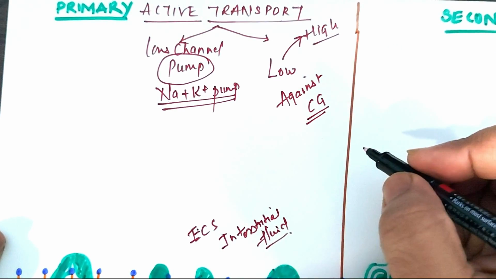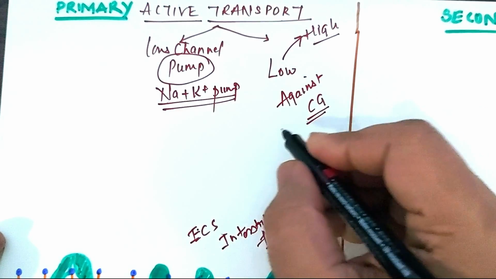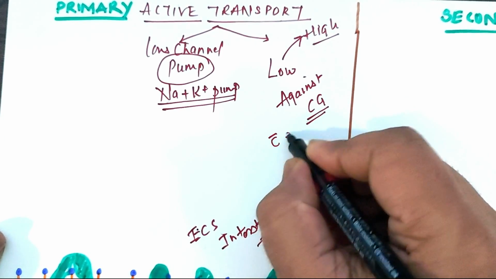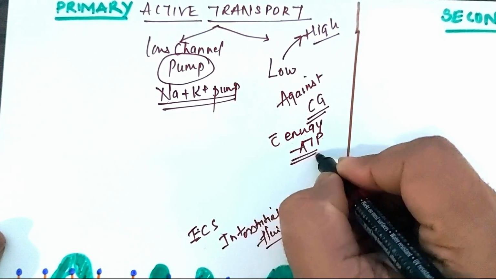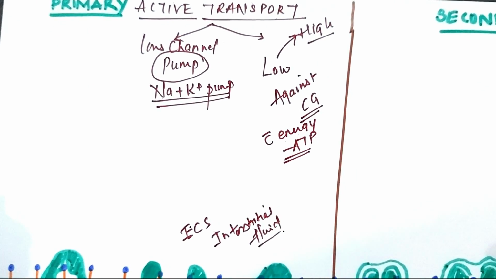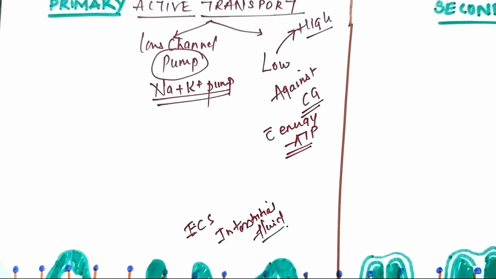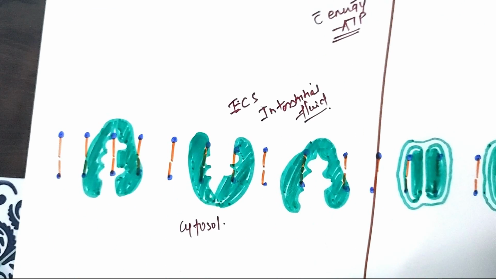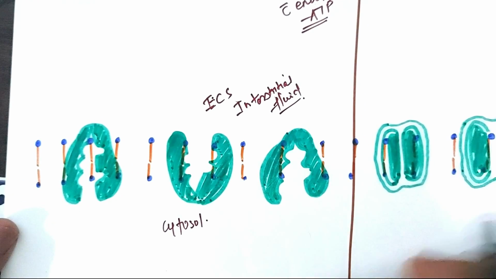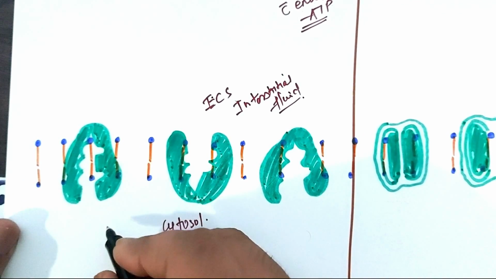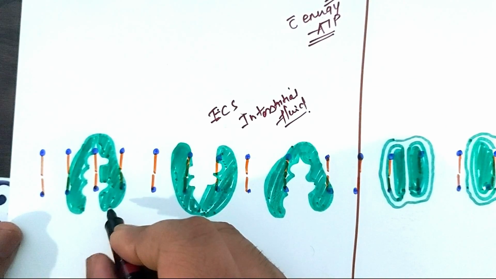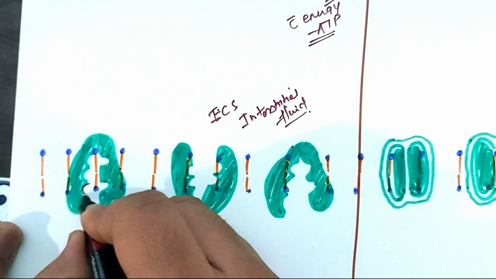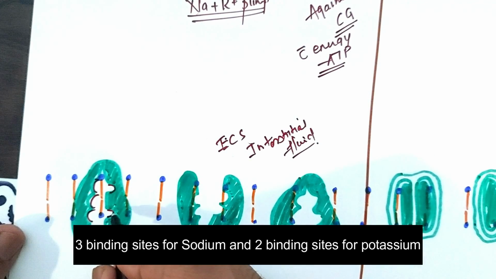And to move these particles or molecules against the concentration gradient, you need the help of energy in the form of ATP. So ATP, with the help of the enzyme ATPase, is going to give tremendous energy for the molecules which are low in concentration inside the cell to be transported outside. Now this is a sodium potassium pump. In the pump you have three binding sites for sodium and two binding sites for potassium.